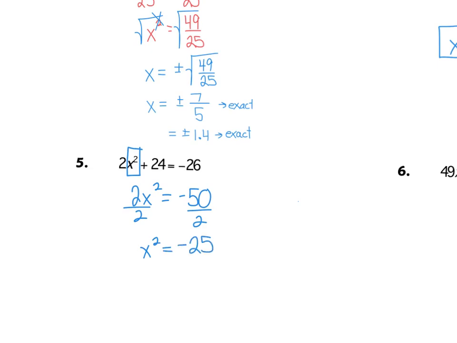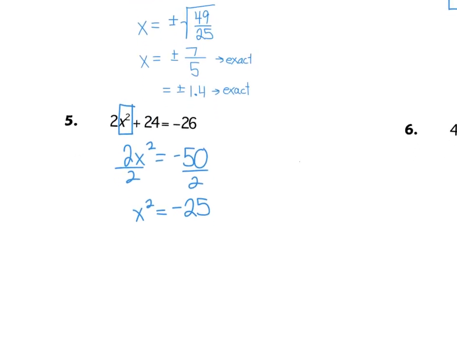All right, for our purposes in this class, for this answer, there is no number that you know that is a negative product when you square it. If you take a positive number and you square it, you get a positive number. If you take a negative number and you square it, you get a positive. So for our purposes, we're going to write no real solutions.